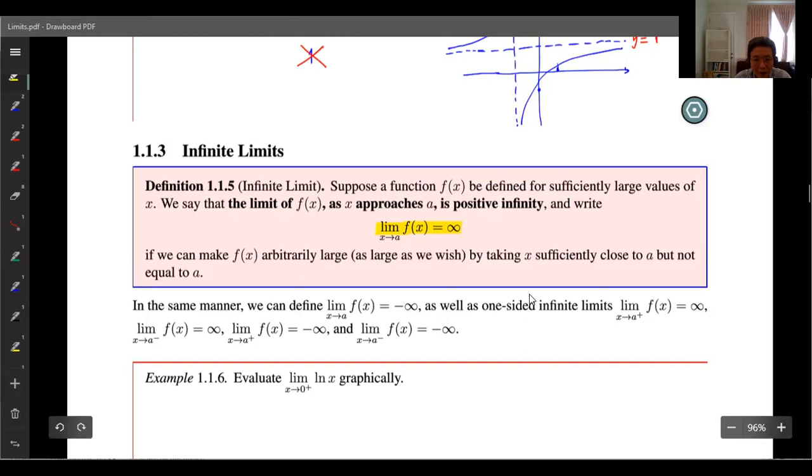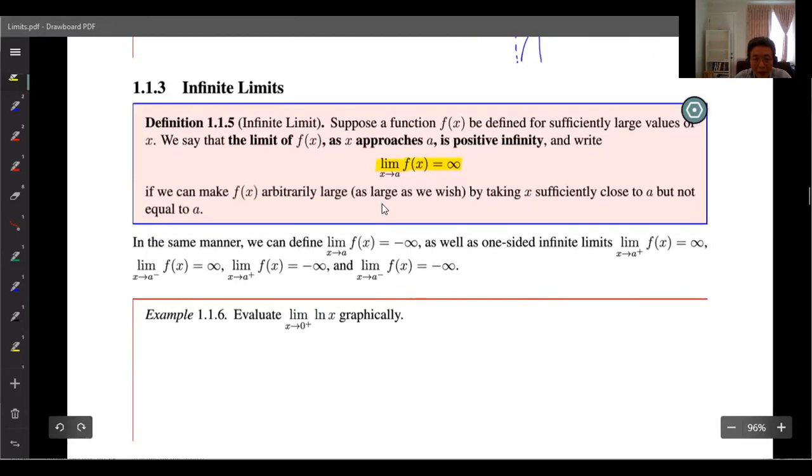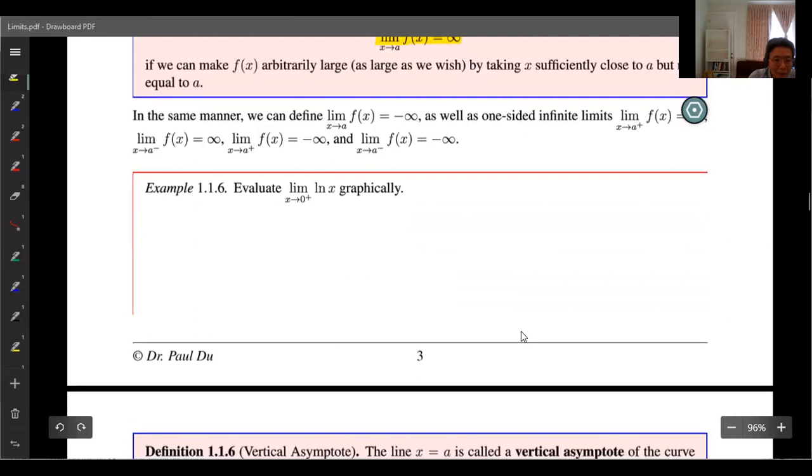Of course, you can generalize to one-sided limits, as x approaches a from the positive or negative side. So there are many combinations. Infinity could be positive or negative, and a could be approached from the plus or minus side. The same idea. Let's look at one example. It's very easy to understand. So we just quickly go over this.